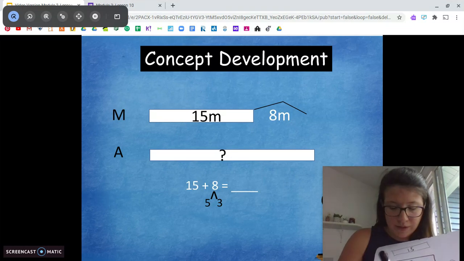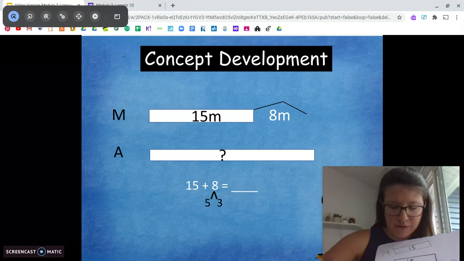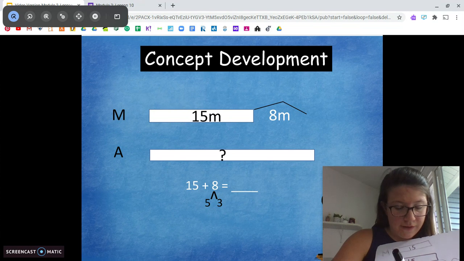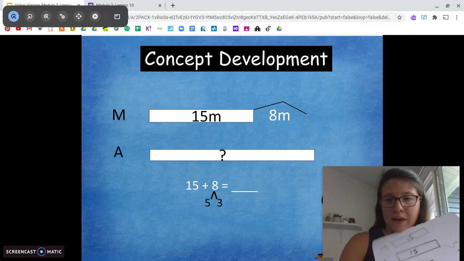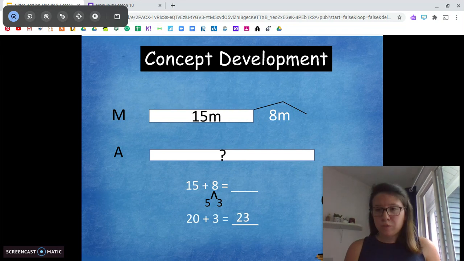What we can do is break down the 8 into 5 and 3 to get the 15 to 20. And then add those extra 3 in. 20 plus 3 equals 23.